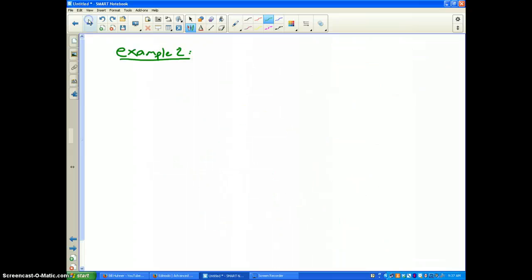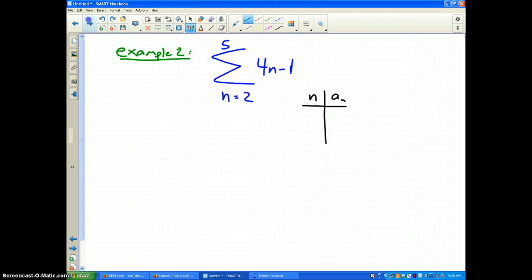Let's do another one. Example 2. We're going to talk about the summation notation from n equals 2 up to 5 for the explicit formula 4n minus 1. Well, again, you can make a table if you want. If you prefer not to, that's fine. But it tells me my first value for n is 2, and my last value of n is 5. So I got to count from 2 to 5: 2, 3, 4, and 5. And now I got to figure out my terms.